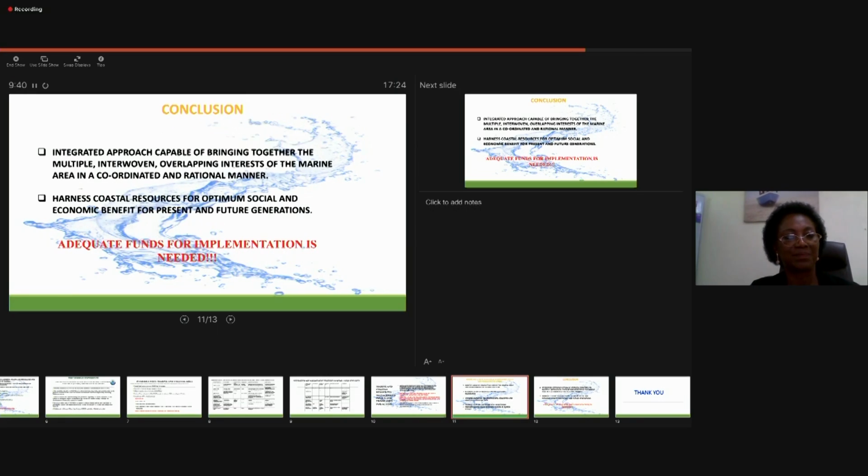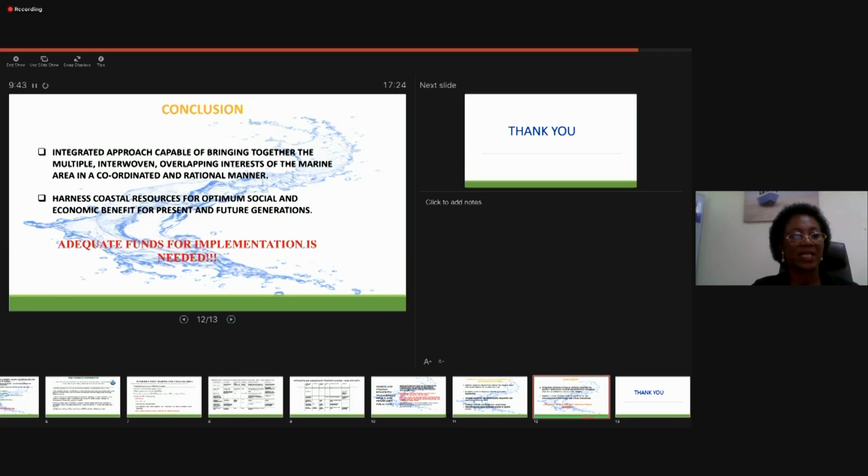Next slide, please. In conclusion, I want to say that an integrated approach capable of bringing together the multiple interwoven overlapping interests of the marine area in a coordinated and rational manner is very important. We have to harness coastal resources for optimum social and economic benefit for present and future generations. The government needs to fund the research institutions so that we can have more to say in the resource management and policy issues in Nigeria.